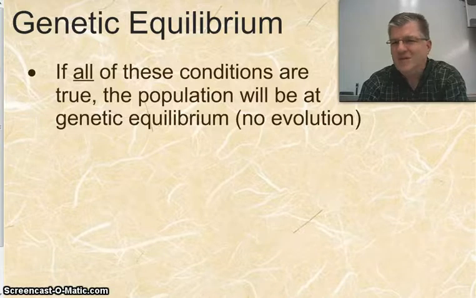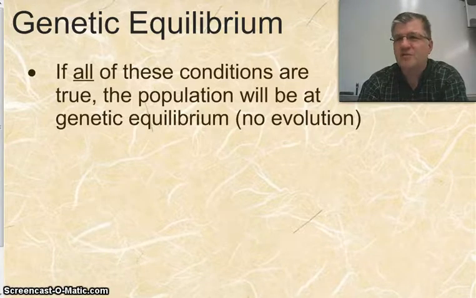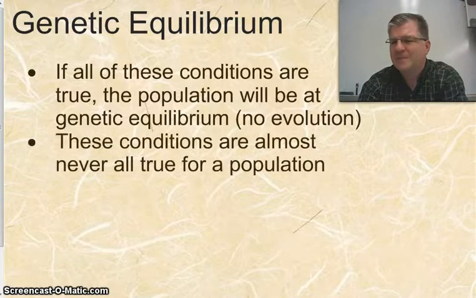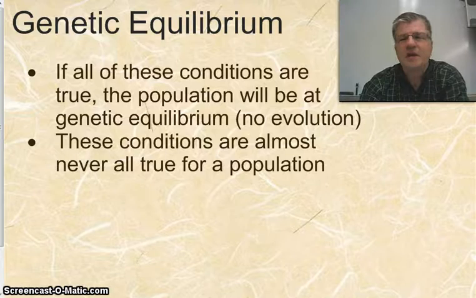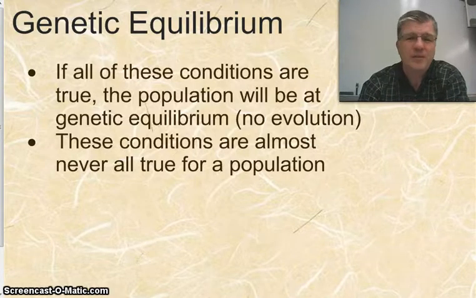Now, each one of those is kind of a weird situation. To picture no mutations, to picture a fully isolated population, they're all a little bit strange. We can picture how they could happen, but in terms of all of them happening, we think that really doesn't happen. We try to cover our bases here and say that it's almost never all true for a population, so we say that populations would almost always be evolving. The truth is we think they probably always are.